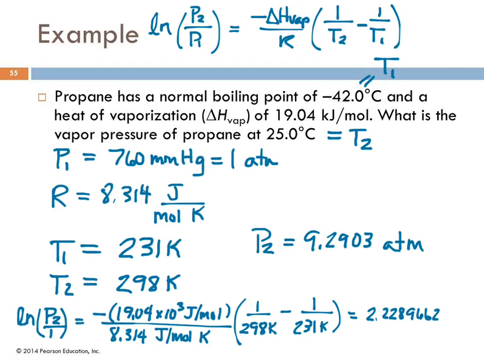T2, T1, 1 over x probably? Well, I shouldn't need the... The way I did it, I didn't use 1 over x. But we're solving for P2, not 1 over P2. Let me try it again.